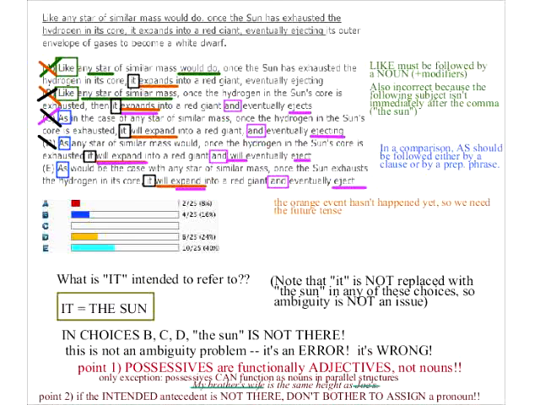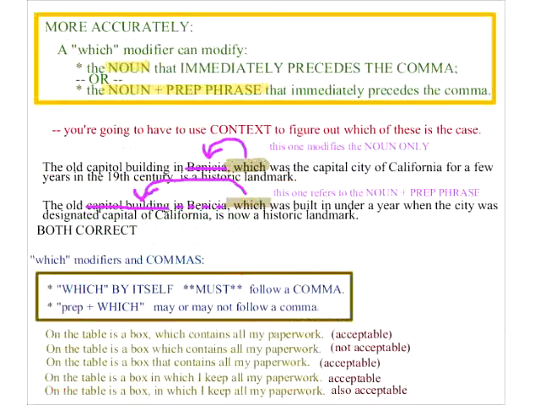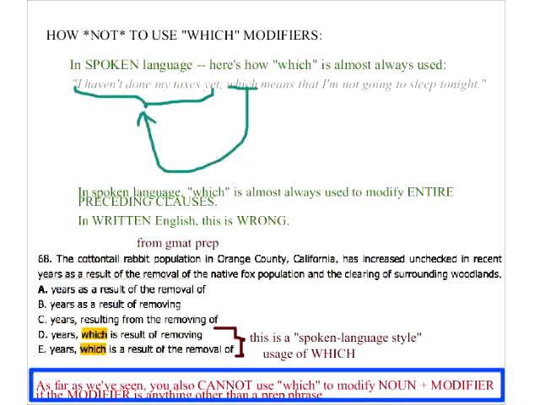Remember, next time we are going to go to the rest of coordinate geometry, data sufficiency, and so forth. A brief wrap-up of what we've learned today about the "which" modifier. Remember that it can modify nouns that immediately precede the comma, which you knew, but it can also modify noun plus prep phrases. But you should not use the "which" modifier the way that people talk. You should not use it to modify entire clauses or whole ideas.